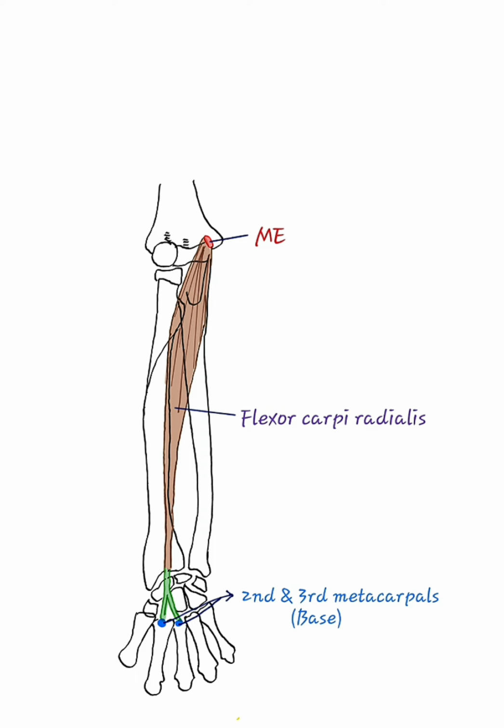Flexor carpi radialis, origin, medial epicondyle of humerus. Insertion, base of second and third metacarpals. You can see these are second and third metacarpals. It inserts onto anterior aspects of base of second and third metacarpals.